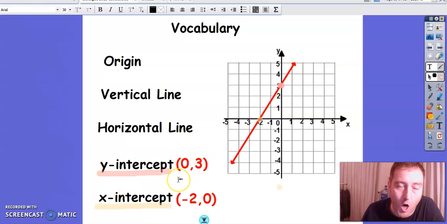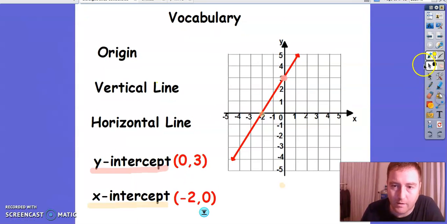Another bit of language, the y-intercept. Now this is really key today, so I'm going to try to really explain what I'm saying here. Intercept means where a line crosses. So in this case, you can see there's a bit of highlighting in there. I'm going to highlight it again. Where does this line cross the y-axis? Where does it cross the y-axis?